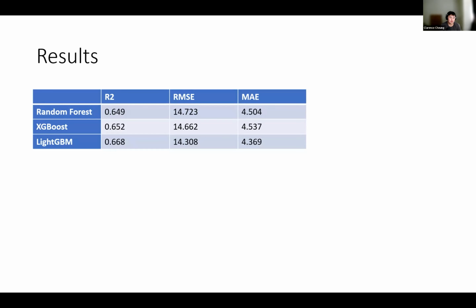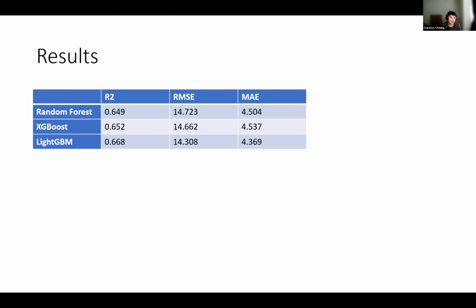We use 3 different statistics for this: the R-square, the RMSE, and the MAE. For Random Forest, we achieved an R-square of 0.649, with RMSE 14.723 and MAE 4.504. For XGBoost, we got 0.652, RMSE 14.662, and MAE 4.537. For Light GBM, we had 0.668 for R-square, 14.308 for RMSE, and 4.369 for MAE.